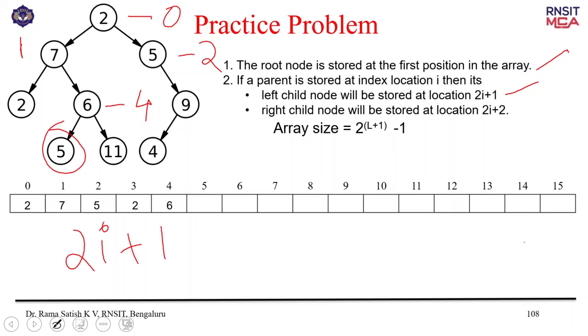I value is 4, because 5's parent is 6. 6 is present at position number 4. Look at here, position number 4. So I is 4. Replace I with 4, and 2 into 4 is 8. 8 plus 1 is equal to 9. In the 9th position, 5 is stored. You can see in the 9th position, 5 is stored.